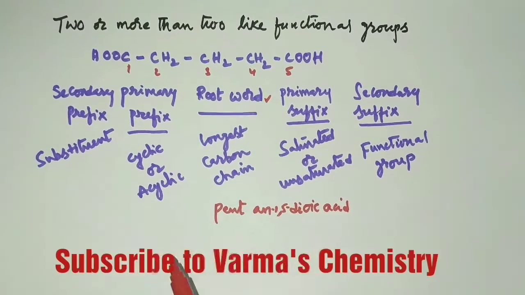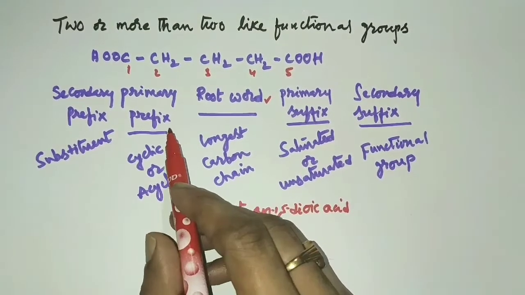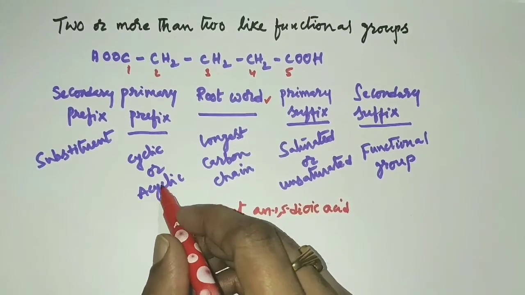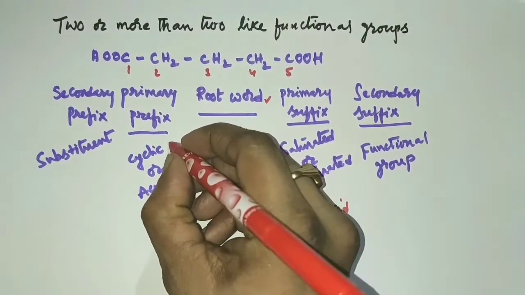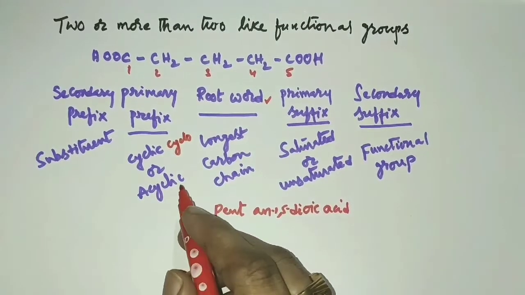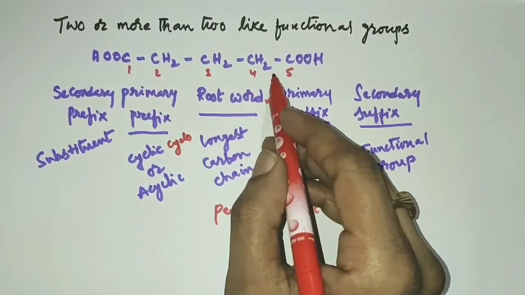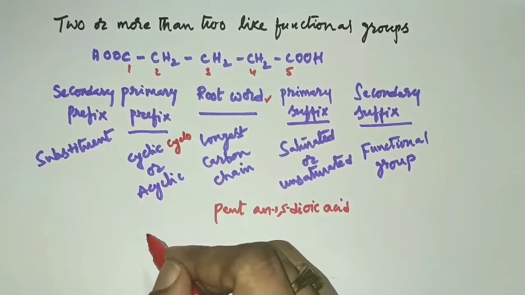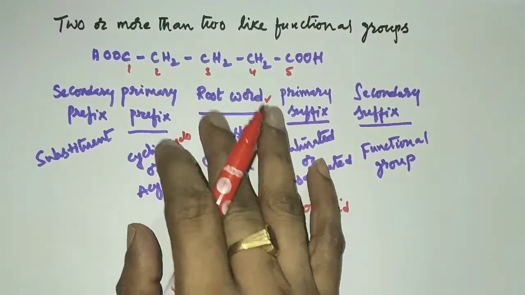When we come to prefix, primary prefix indicates whether the compound is cyclic or acyclic. If the compound is cyclic, we need to use the term cyclo as primary prefix, but this compound is not a cyclic compound. If the compound is not cyclic, then no need to use any primary prefix. So there is no primary prefix for this compound.